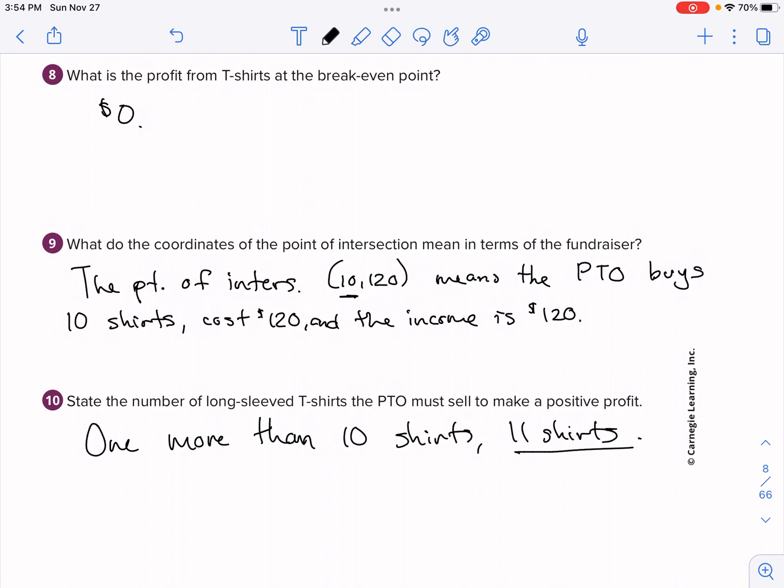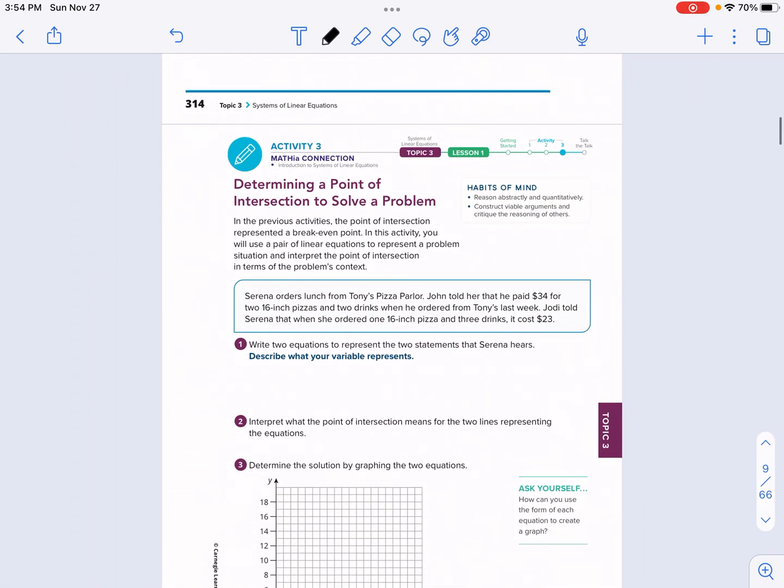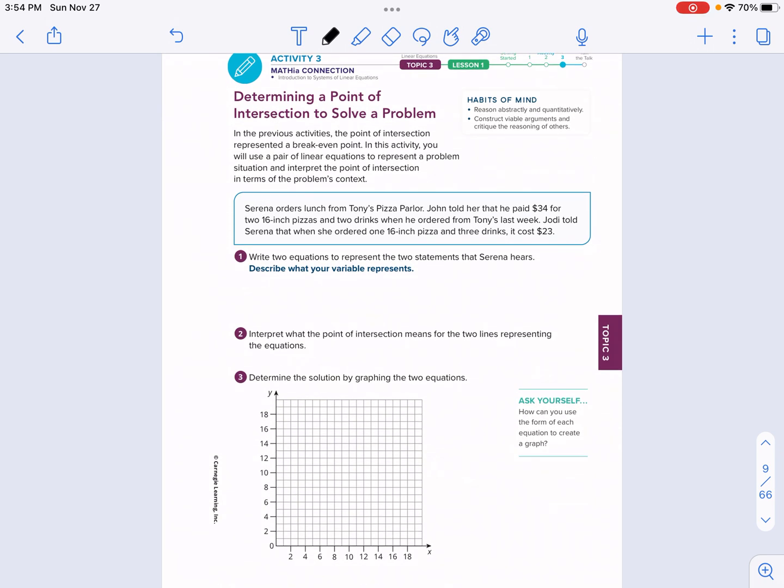We're now going to go in a slightly different context and try to figure out break-even points for equations that might not be in slope-intercept form, so in standard form. And that's what we're going to see here on activity 3. So actually, this is our last page, page 315, and then we'll have our assignment. So it says determining a point of intersection to solve a problem.